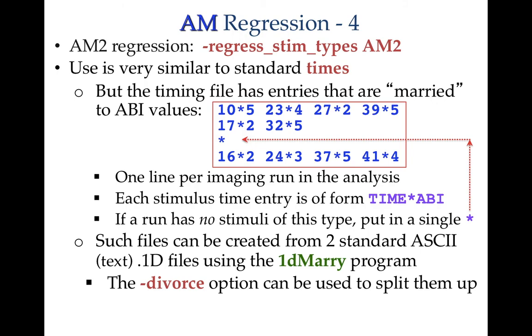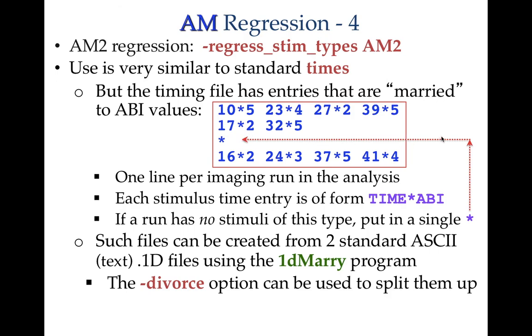The timing file is a little bit different than the others because the ABI values get married to the time values. And in this cartoon example in the red box, we have on the first imaging run, 4 stimuli times 10, 23, 27, and 39 seconds. And then 5, 4, 2, and 5 are the values that are married to that, separated by the asterisk character. And one line per imaging run, as usual in AFNI. So the second imaging run, we have 2 stimuli in that class. The third imaging run, there are no stimuli in this class.